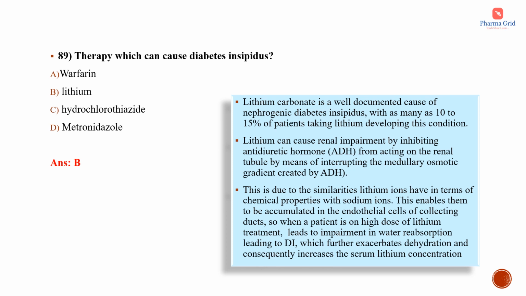lithium developing this condition. Lithium can cause renal impairment by inhibiting ADH, that is antidiuretic hormone, from acting on the renal tubule by interrupting the medullary osmotic gradient. This is due to the similarity lithium ions have in terms of chemical properties with sodium ions. This enables them to accumulate in the epithelial cells of collecting ducts. So when a patient is on a high dose of lithium treatment, it will lead to impairment in water absorption, leading to diabetes insipidus, which further exacerbates dehydration and consequently increases the serum lithium concentration.